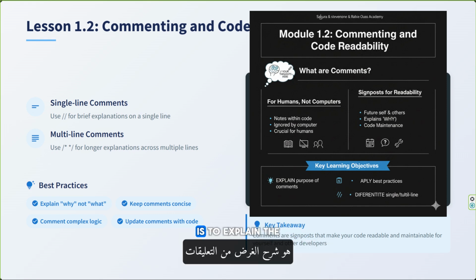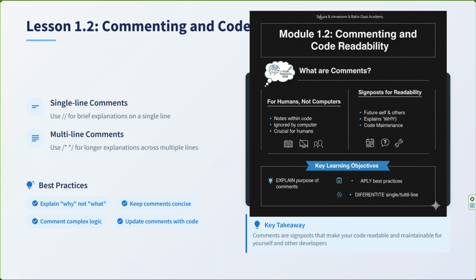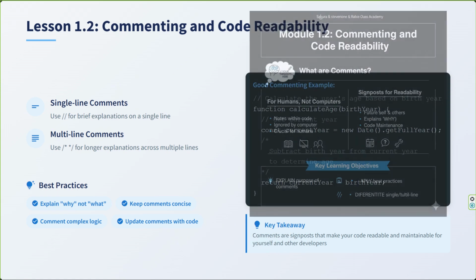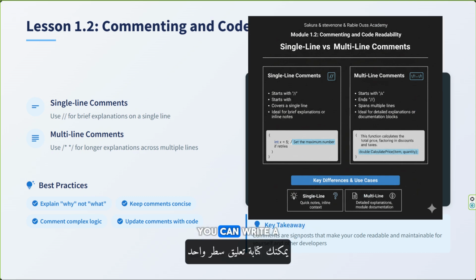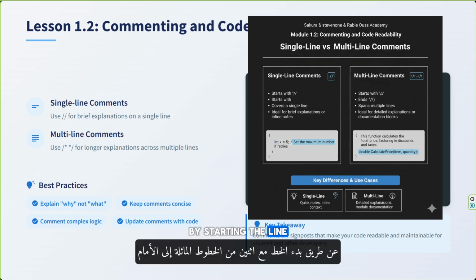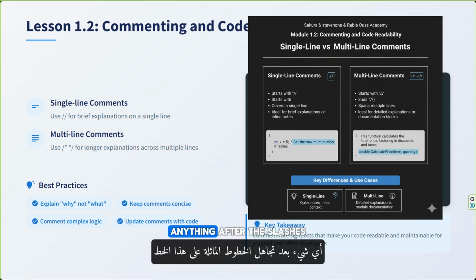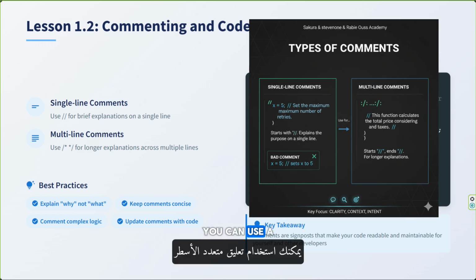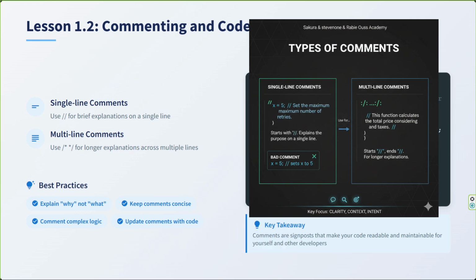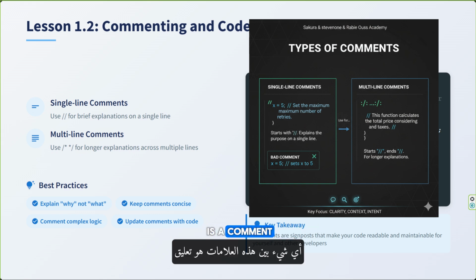The learning objective is to explain the purpose of comments in code and apply best practices for writing clear, maintainable comments. We will cover 2 types of comments, single line and multi-line. In most programming languages, you can write a single line comment by starting the line with 2 forward slashes. Anything after the slashes on that line is ignored. For longer explanations, you can use a multi-line comment, which typically starts with a slash and an asterisk and ends with an asterisk and a slash.